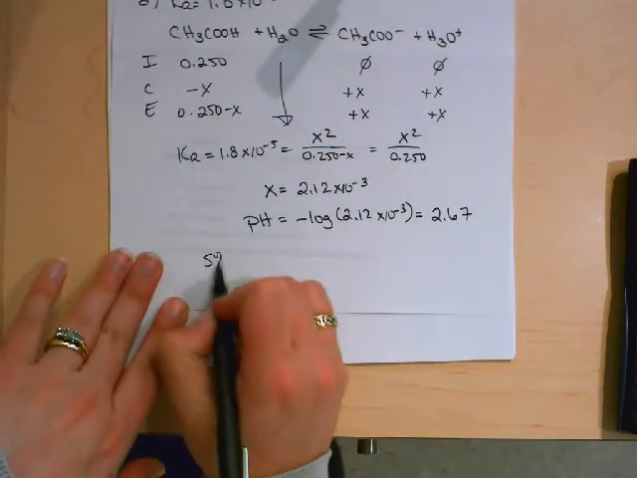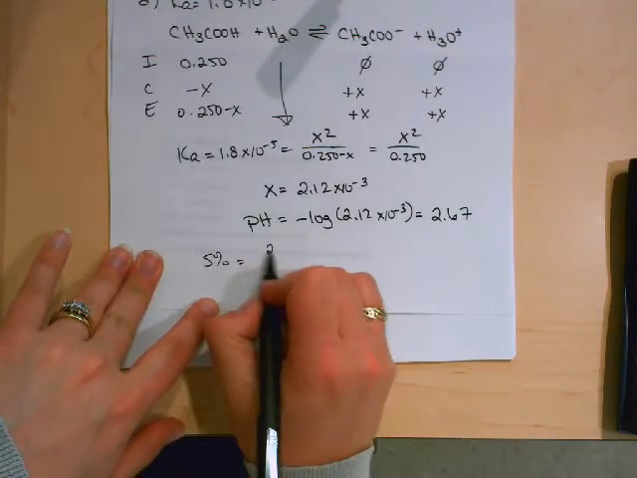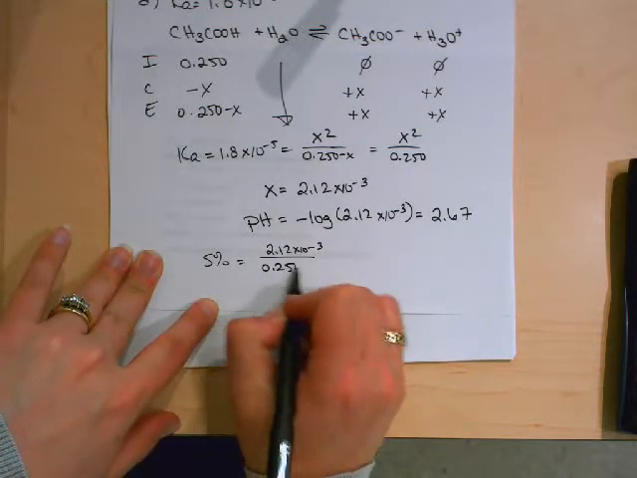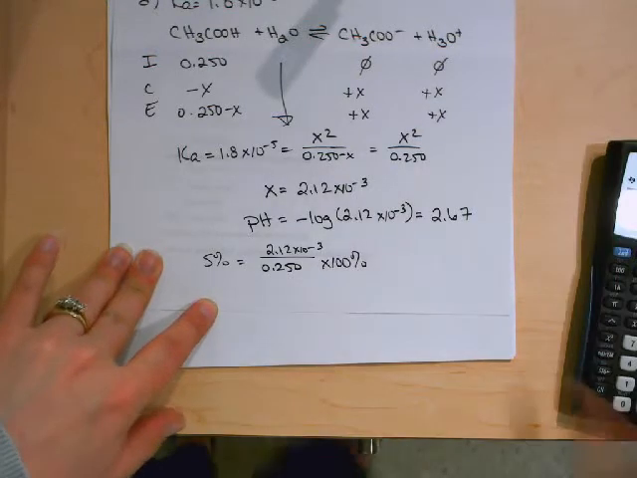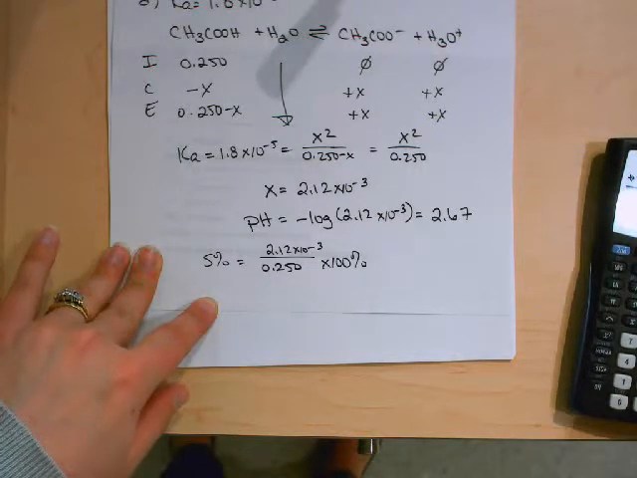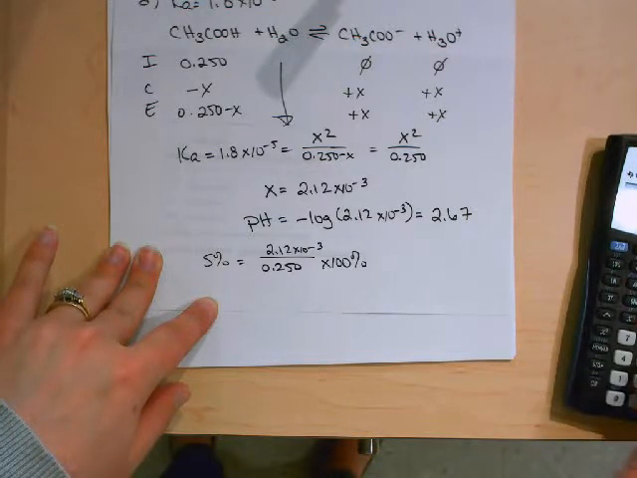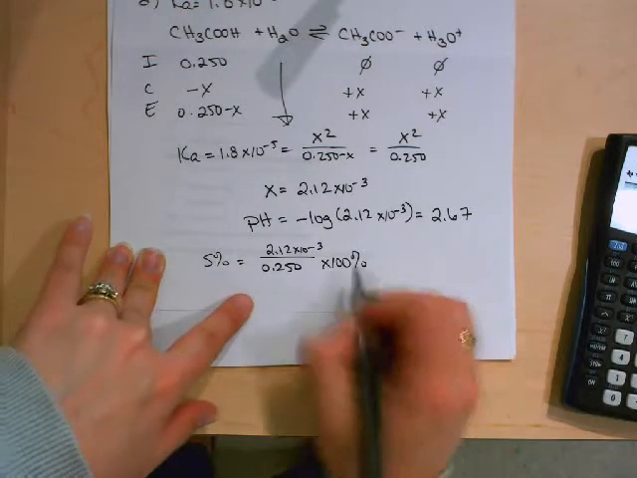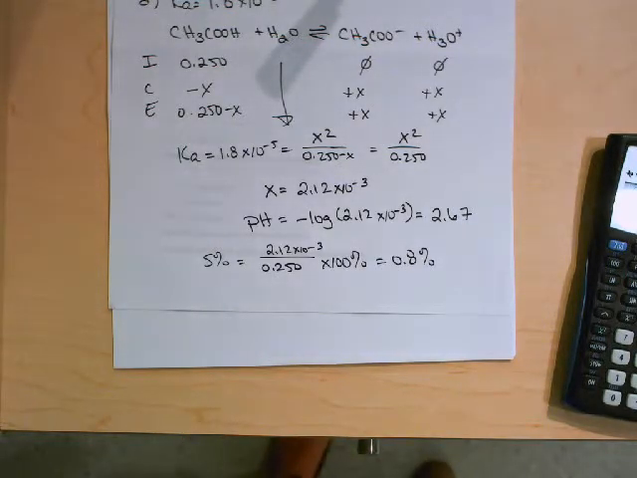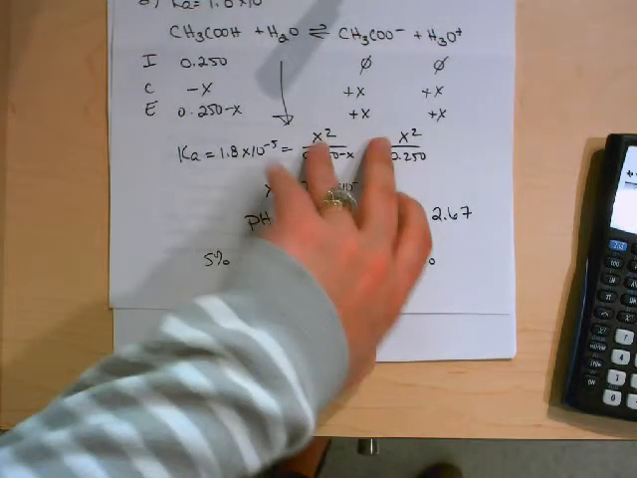So 5% would be 2.12 times 10 to the negative third divided by 0.250 times 100%. What is that? I think we're in the clear. 0.8%. I think we're good. Alright, so now the equivalence point.